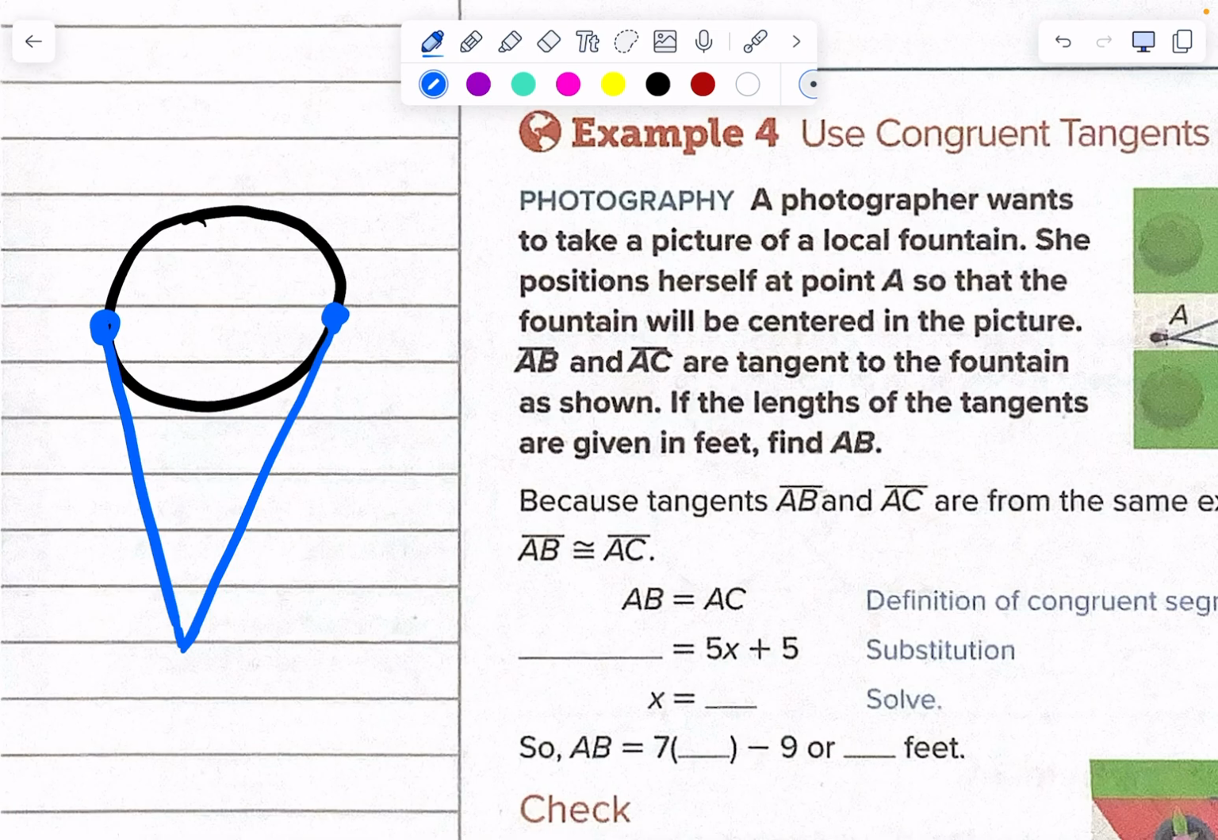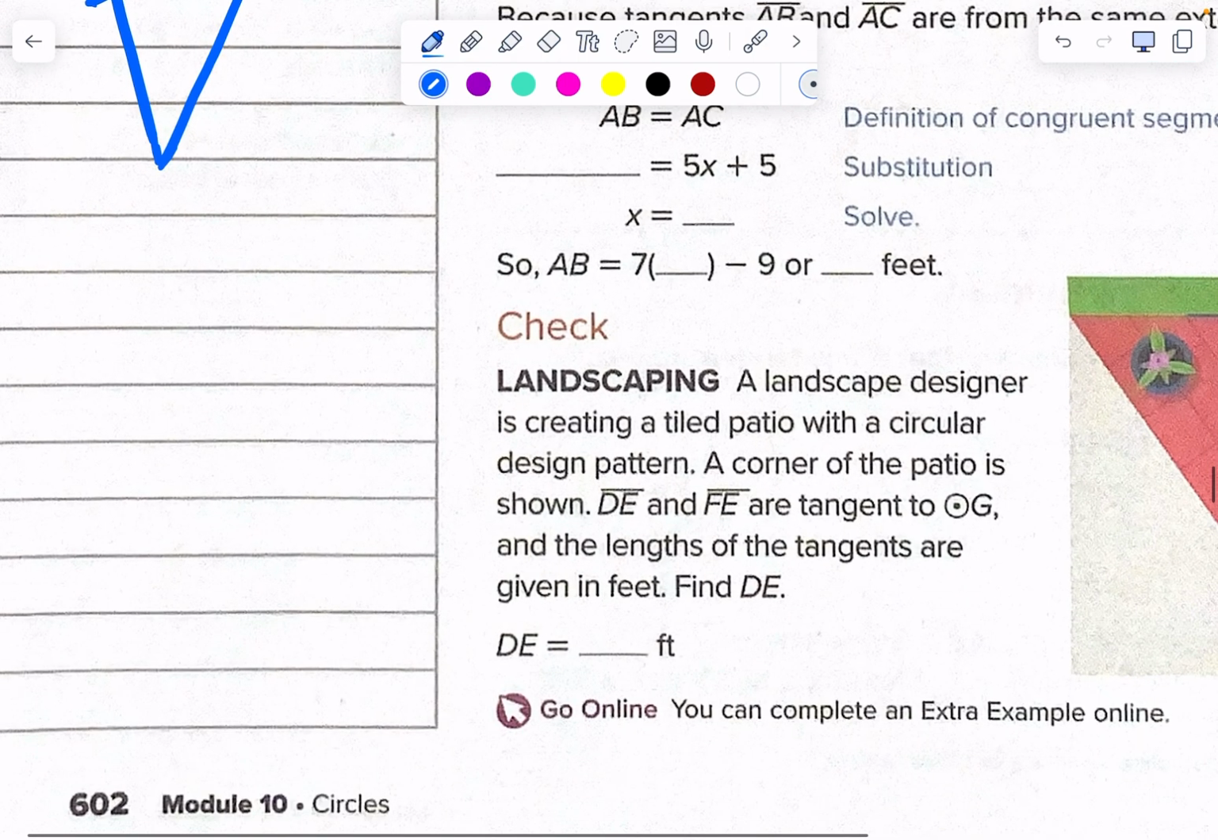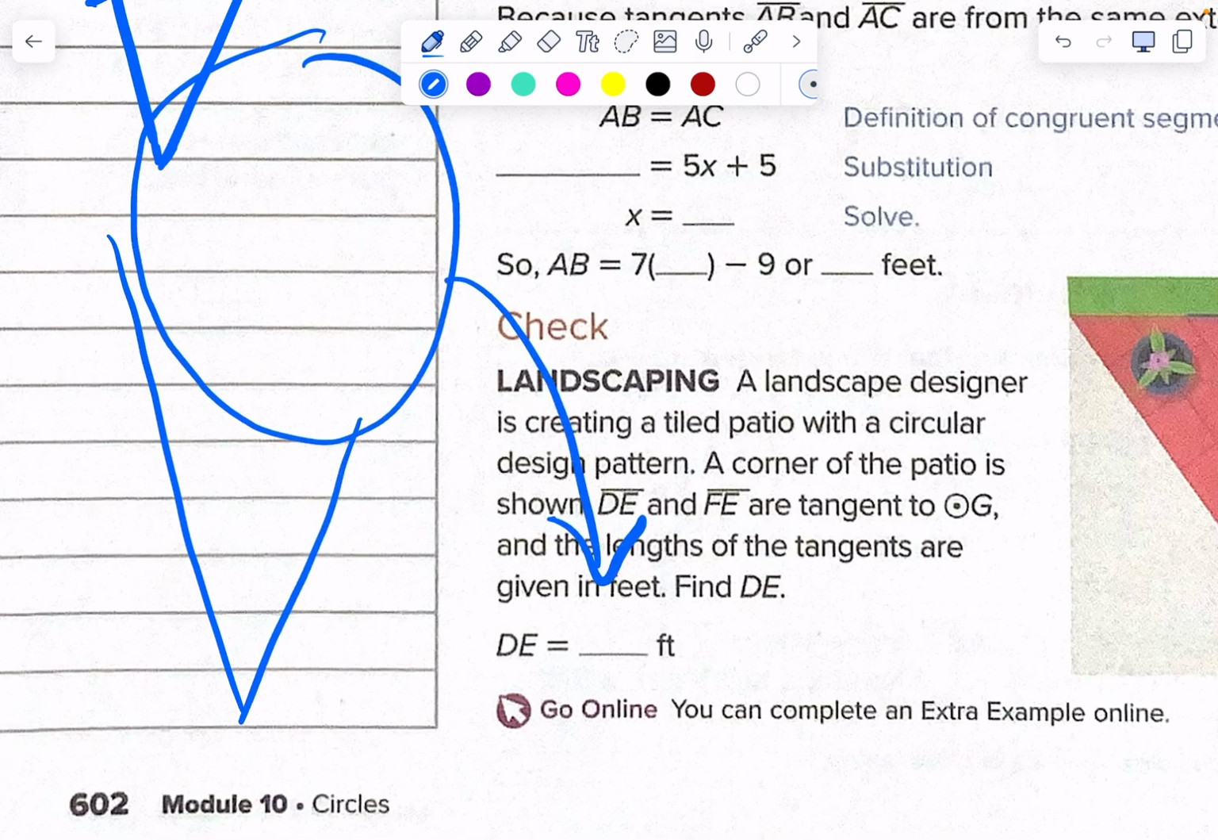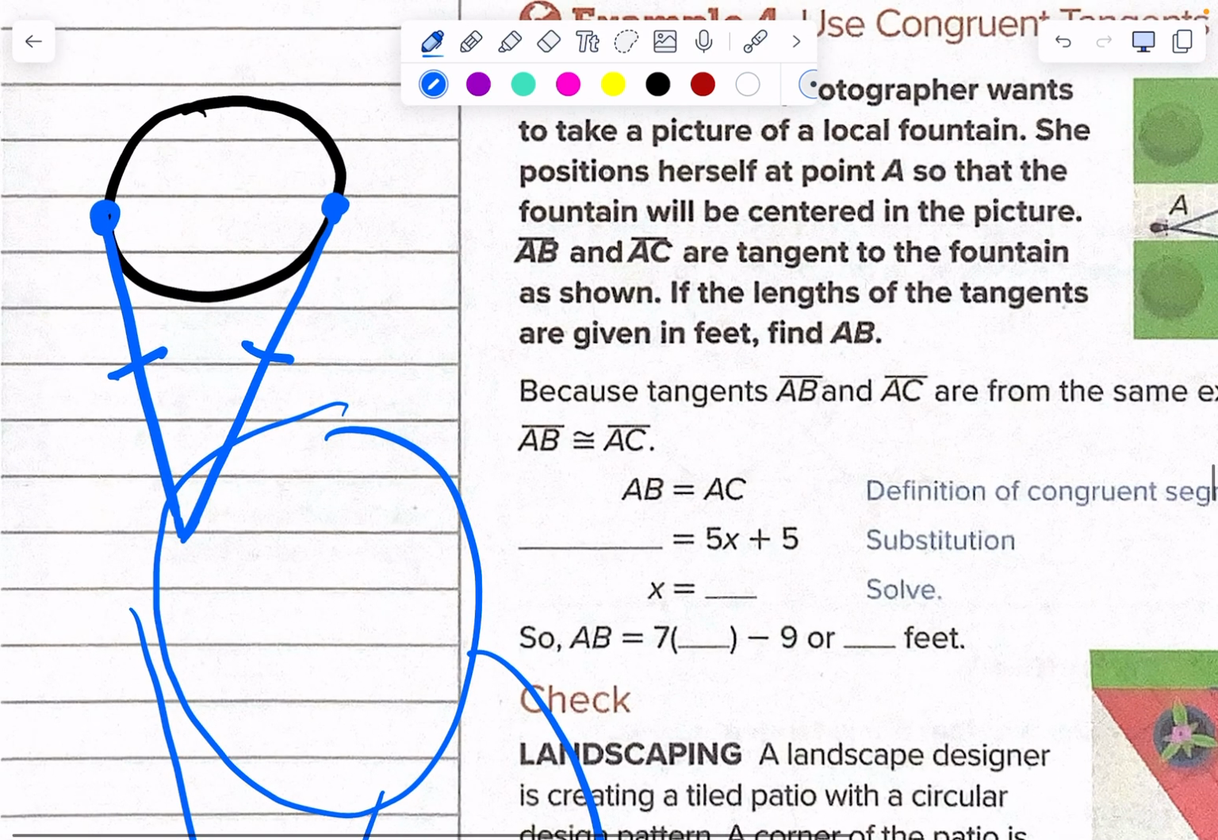Now, here's the fancy thing about this. If this side is truly a tangent line, and this side is truly a tangent line, what's true about those two tangent lines? They are the same length, because you know what happens? If one of the sides of your ice cream cone is bigger than the other, then it is going to fall off and make you very sad. So the two sides of your ice cream cone are the same.